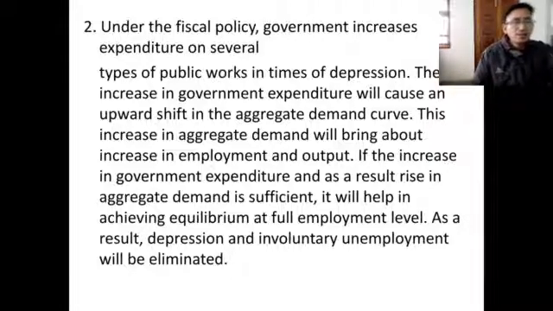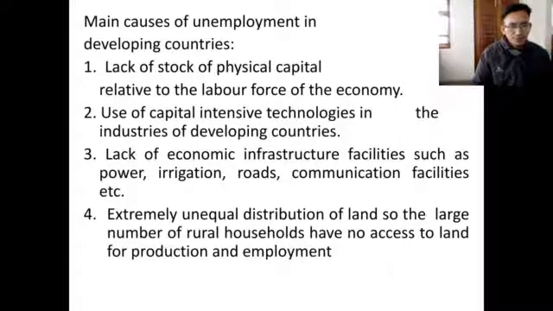Then let us see next, what are the main causes of unemployment in developing countries? Number one, the lack of stock of physical capital relative to the labor force of the economy. An economy needs capital for industrialization and any kind of production. If we have enough capital, we can industrialize more. The more labor force will be absorbed, and the problem of unemployment may be solved.